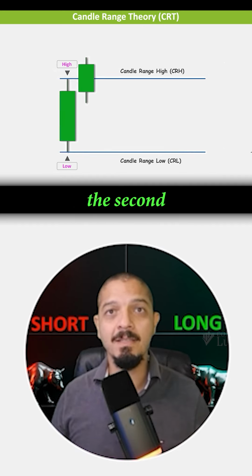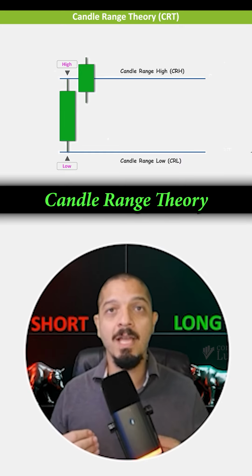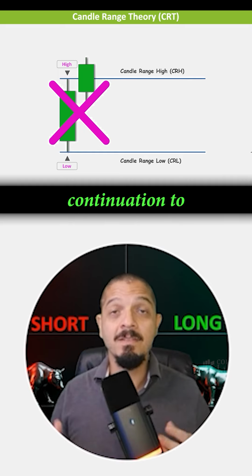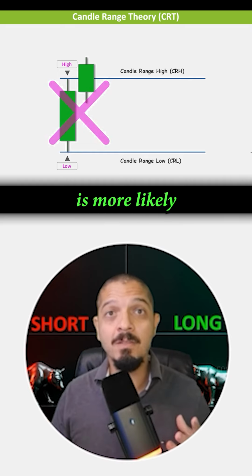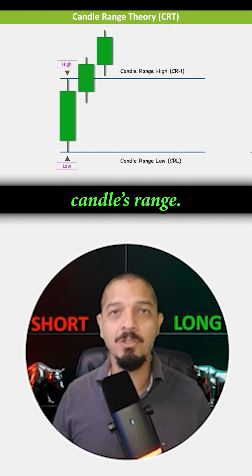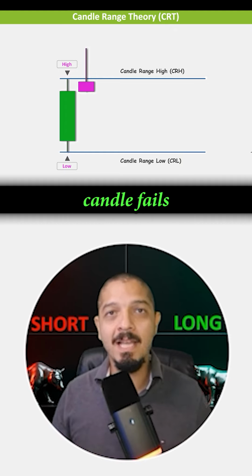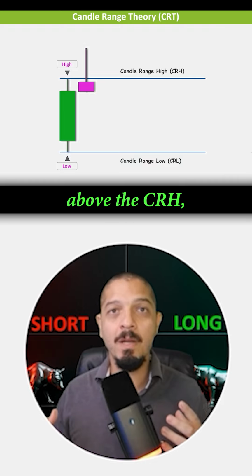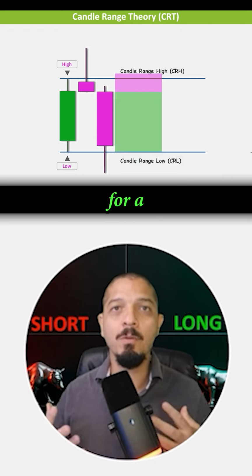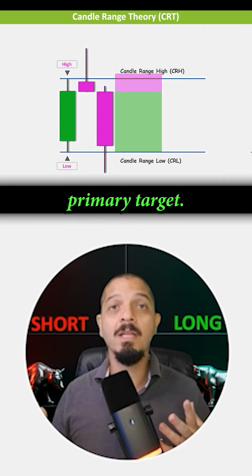If instead, the second candle closes above the CRH, the potential candle range theory setup is invalid. In that case, continuation to the upside is more likely than a move toward the low of the first candle's range. However, if the criteria are met and the second candle fails to close above the CRH, we can shift focus to the third candle for a potential short setup, with the CRL as the primary target.